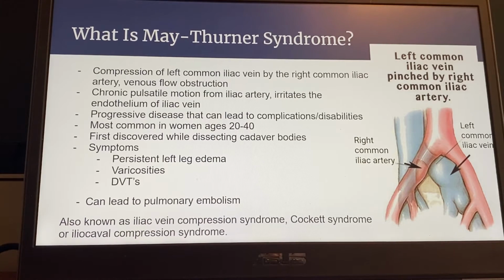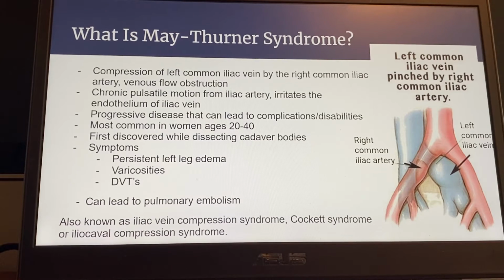This happens because there's a chronic pulsatile motion of the iliac artery that irritates the endothelium of the iliac vein. This is a progressive disease that can lead to many complications and disabilities of the patient. This is most prevalent around women ages 20 to 40. It was first discovered while dissecting cadaver bodies. I believe from my research it was found first in the 1850s, but wasn't given a name until the 1950s when May and Thurner both discovered this pathology while dissecting cadaver bodies.